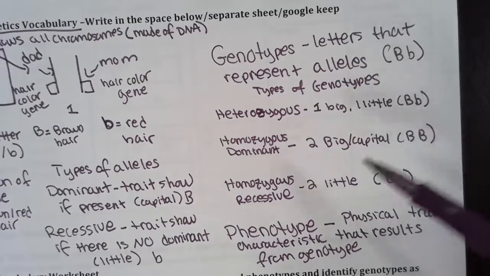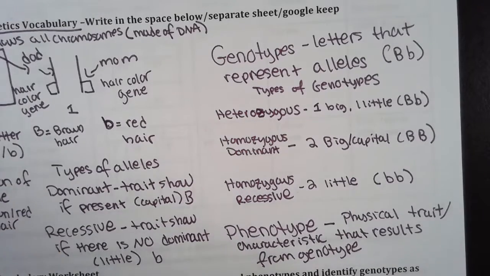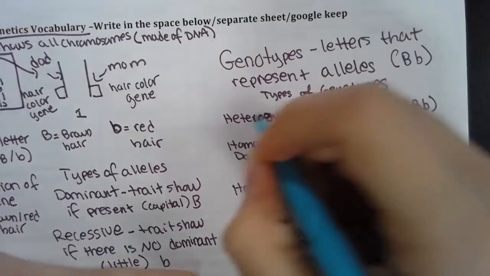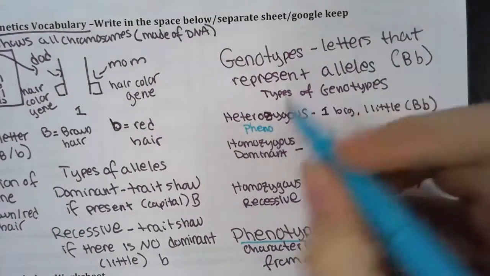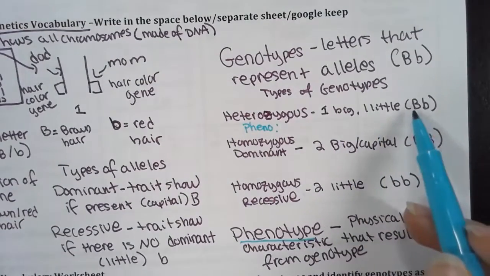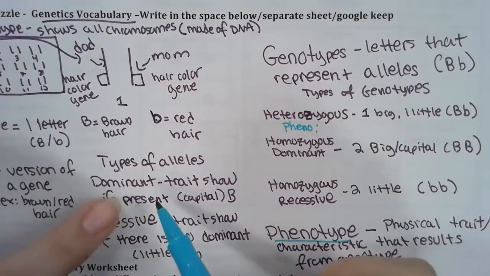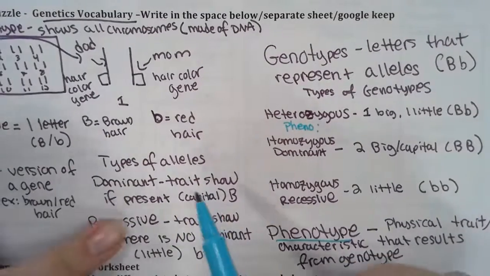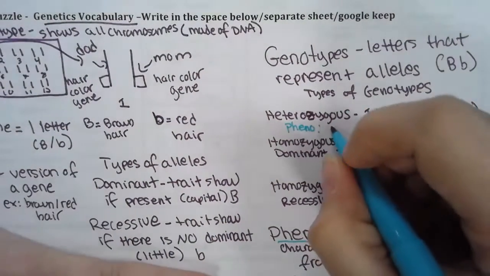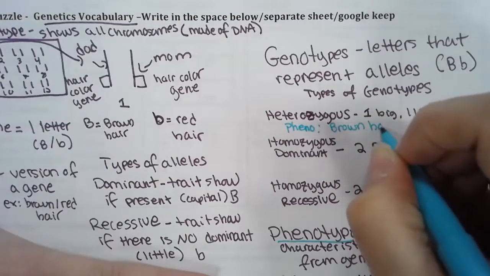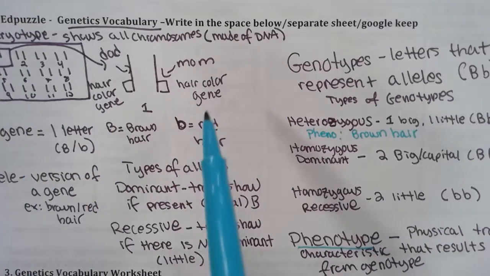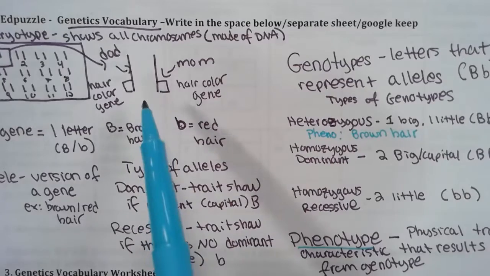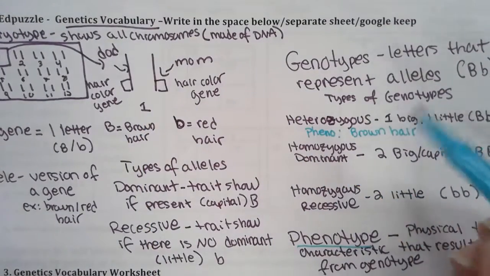To figure out the phenotypes, I'm going to write them in a different color, in blue. So my phenotype, if this is heterozygous, using this example of hair color, if I have one big and one little, then if there is even one dominant present based on my definition, that trait is going to show. My trait being my hair color of brown hair. So my phenotype is going to be brown hair. If this was my karyotype, that my dad has brown hair and my mom has red, and I got these two alleles on my chromosomes, then I would have brown hair.